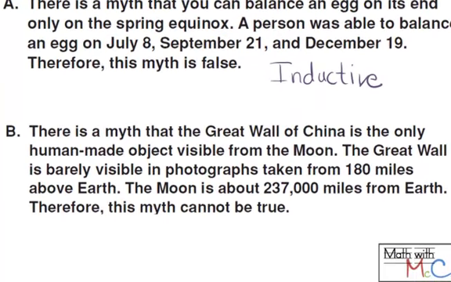For the next one, it says there's a myth that the Great Wall of China is the only human-made object visible from the moon. The Great Wall is barely visible in photographs taken 180 miles above the Earth. The moon is 237,000 miles from the Earth. Therefore, this myth cannot be true. So because this uses facts and logic and properties, it is an example of deductive reasoning.